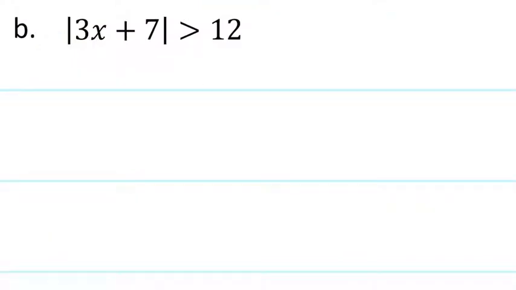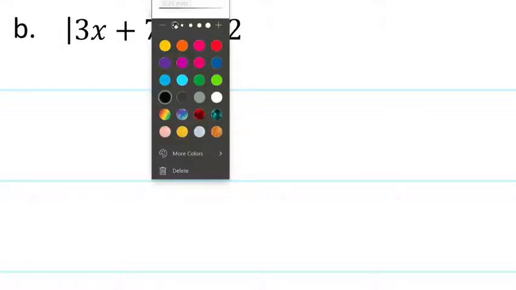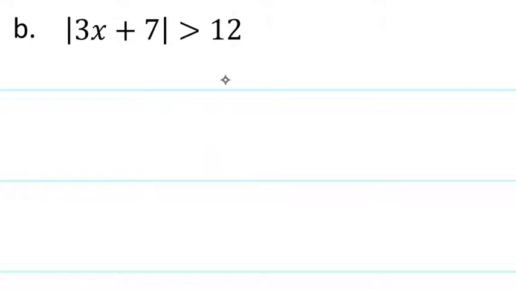So on this one, I have greater, right? I have the absolute value of 3x plus 7 is greater than 12. Because of this greater, I'm going to be joining these two parts with the word or. Over on this side, everything's going to stay visually in the same order, same direction. So I'll write the 3x plus 7 is greater than 12.